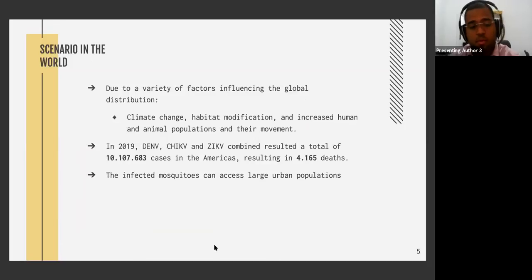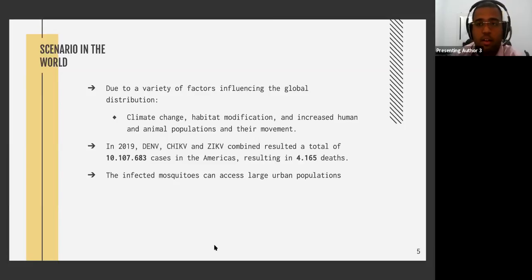Arbovirus disease has become a worldwide health problem due to a variety of factors that influence the global distribution of disease vectors, not least globalization, climate change, habitat modification, and increased human and animal populations and their movement. According to the Pan American Health Organization, in 2019 these three diseases together caused about 10 million cases in the Americas, resulting in about 4,000 deaths.